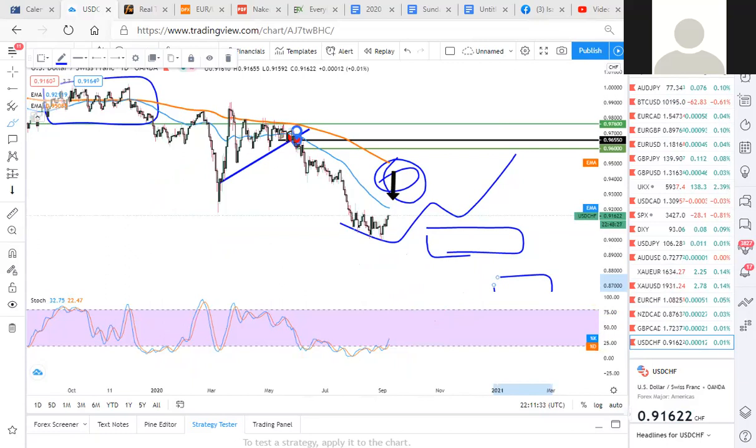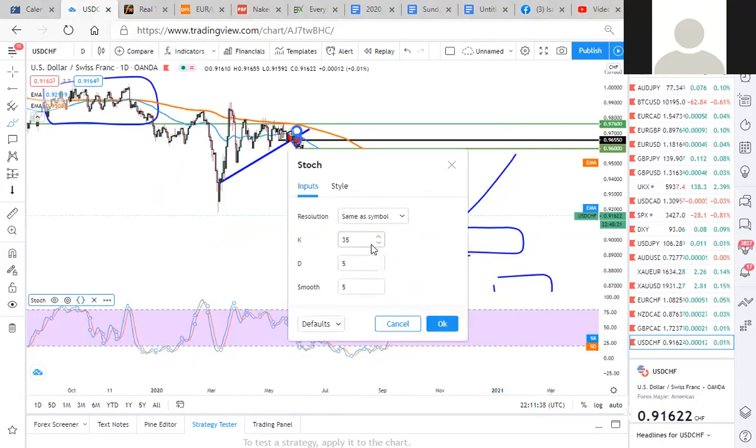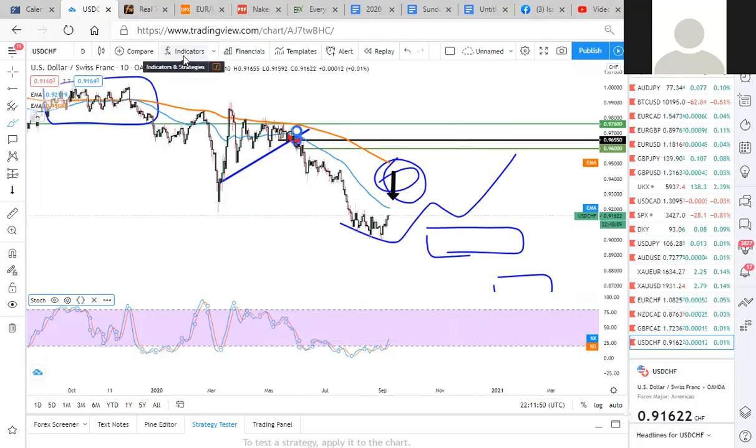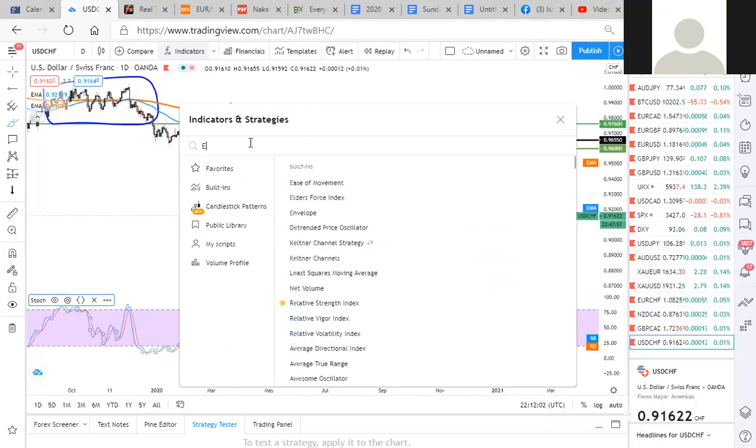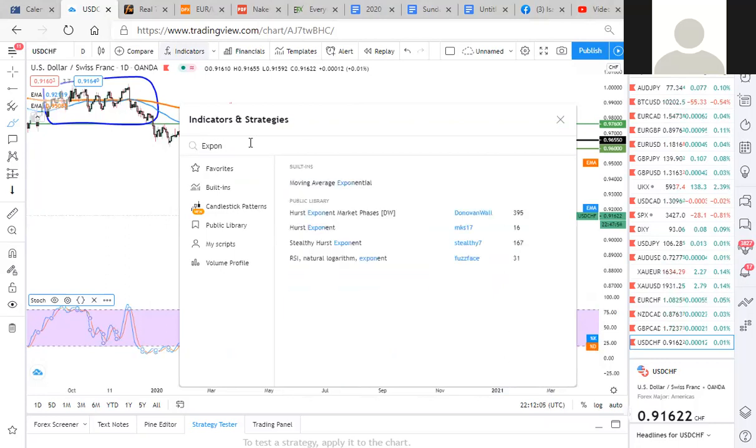Let's see. So the stochastics, I'm going to go ahead and put it at 35, 5 and 5. That's the number you guys saw on the whiteboard. 35, 5 and 5. Those are the numbers that you want to input on your stochastic. If you don't know where those are, it's right up in here in your indicators. That's where you would look for your relative strength index, which is your RSI. Your EMAs are called exponential moving average. So it's going to be this one right here, for the people that don't know where that is.